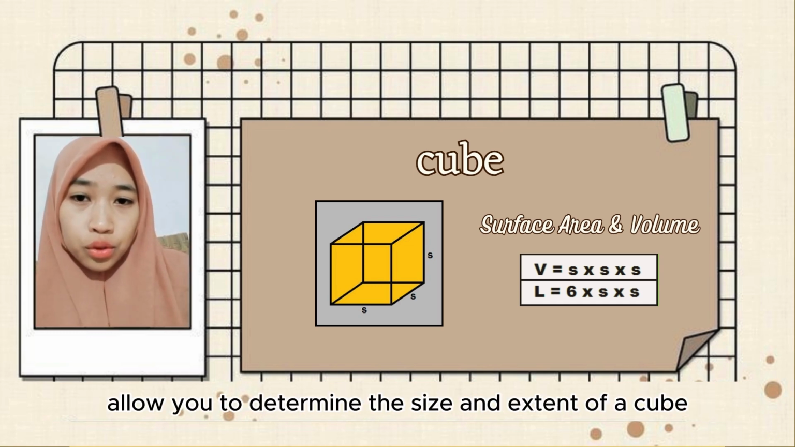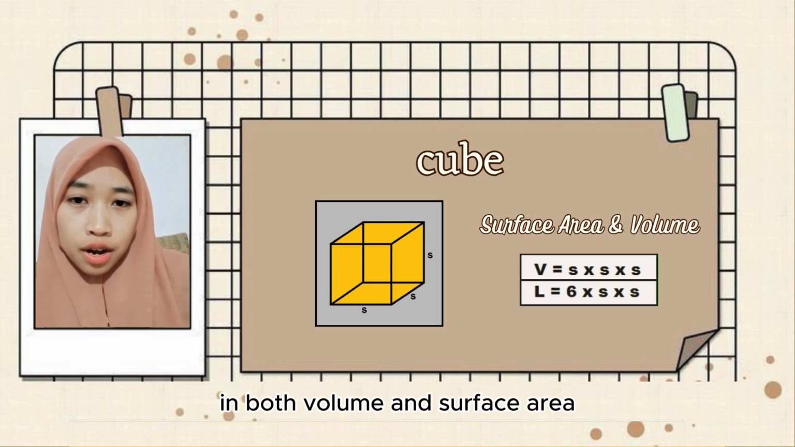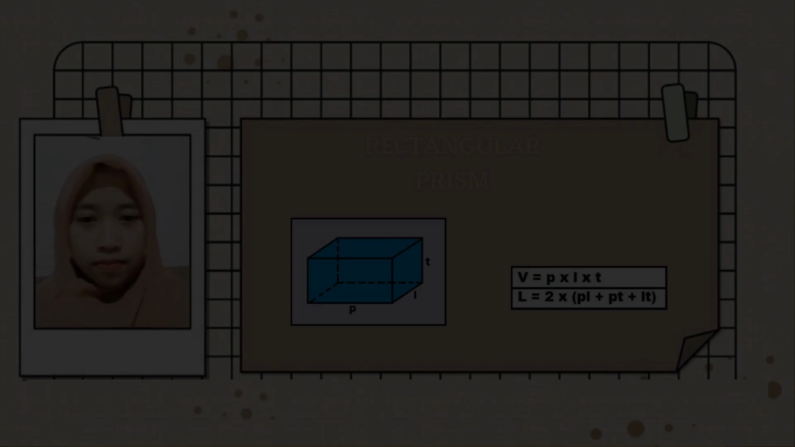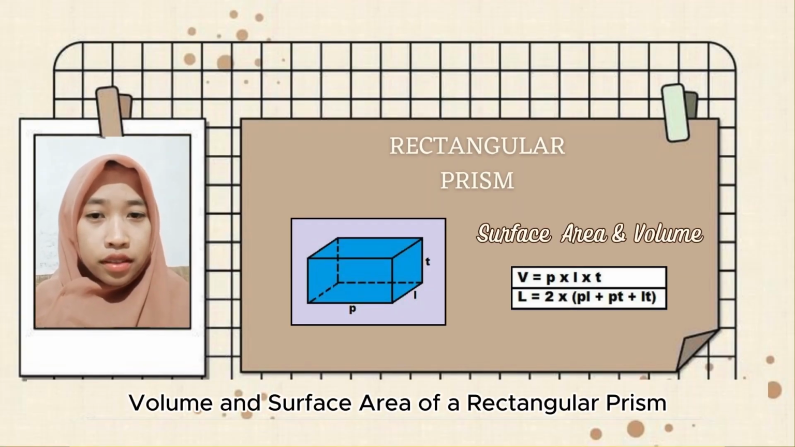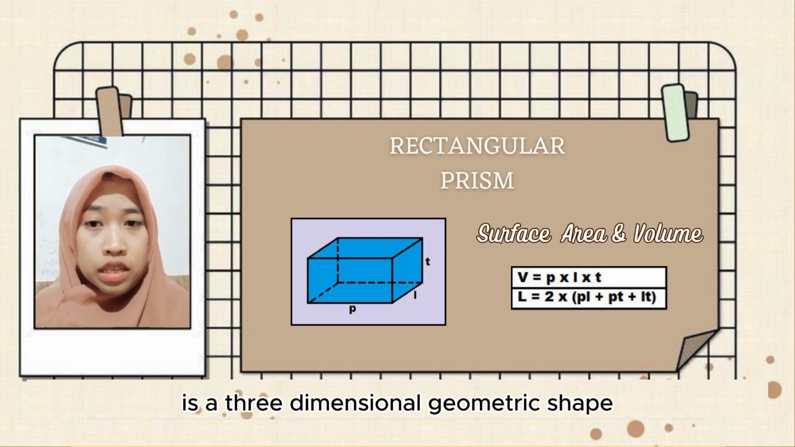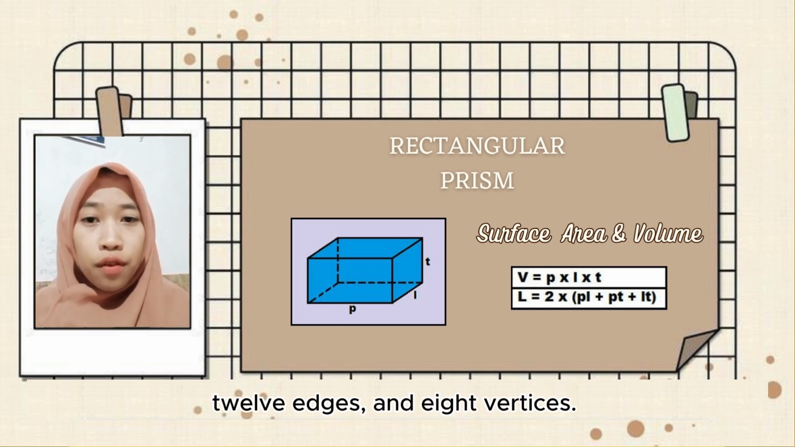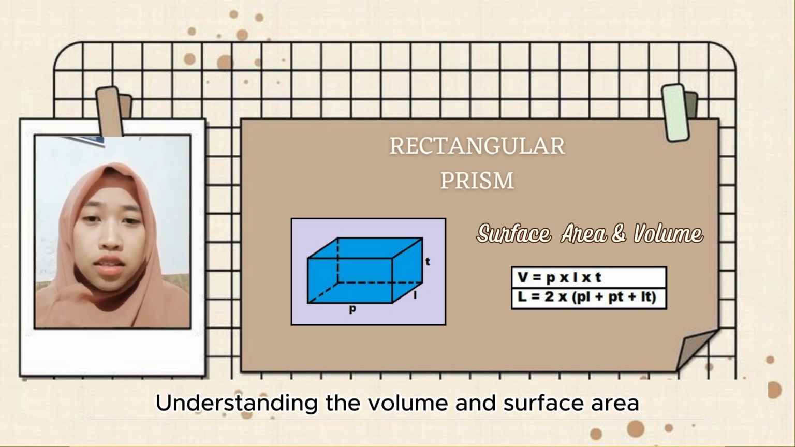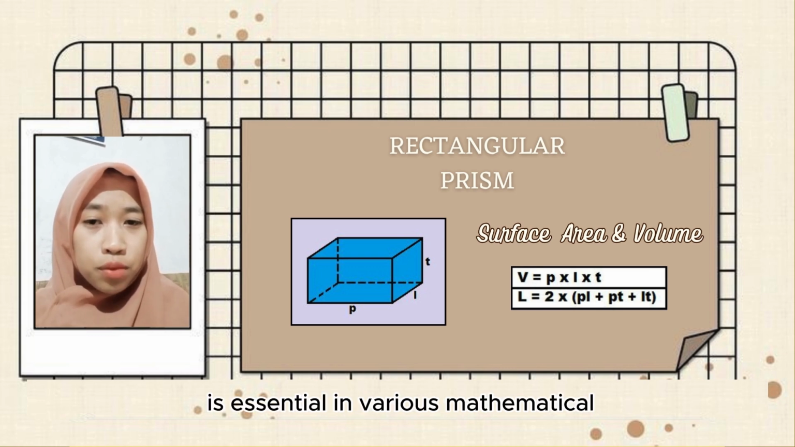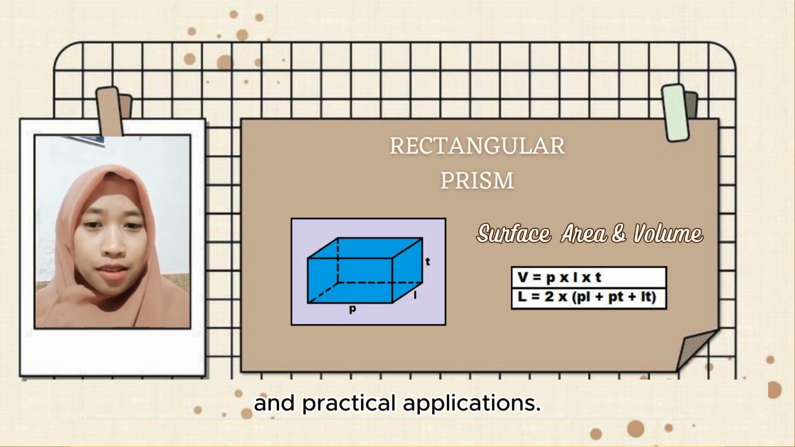Understanding these formulas allows you to determine the size and extent of a cube in both volume and surface area, making it easier to solve problems in geometry and related fields. Next, volume and surface area of a rectangular prism. A rectangular prism, also known as a cuboid, is a three-dimensional geometric shape with 6 rectangular faces, 12 edges, and 8 vertices. Understanding the volume and surface area of a rectangular prism is essential in various mathematical and practical applications.